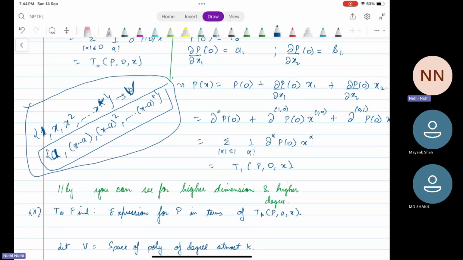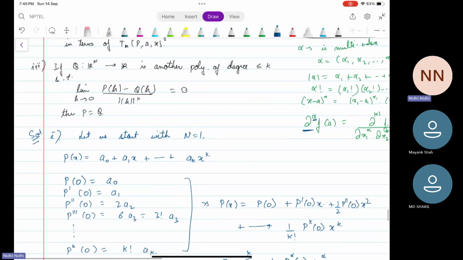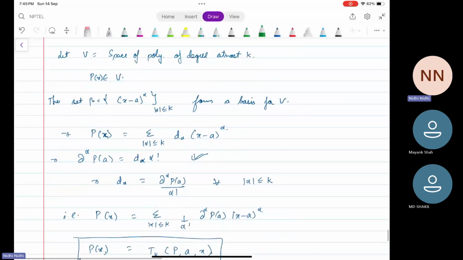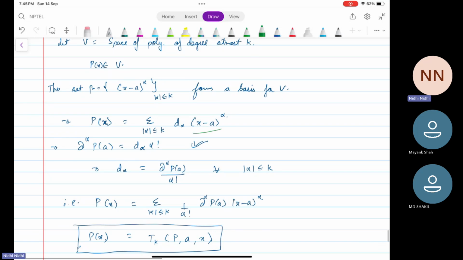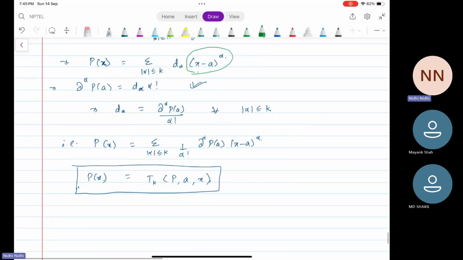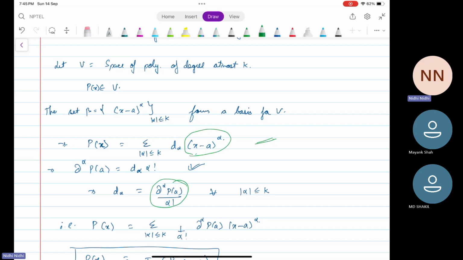So that's the main thing that we are doing from the first part to the second part. In the first part, we wrote our function p as a linear combination of x to the power alpha. In the second part, we are writing it as a linear combination of x minus a to the power alpha. In that case, just the coefficient will change. Here the coefficient was del alpha p at 0 upon alpha factorial. In this case, we'll get del alpha p at a upon alpha factorial. So we start with this linear combination.